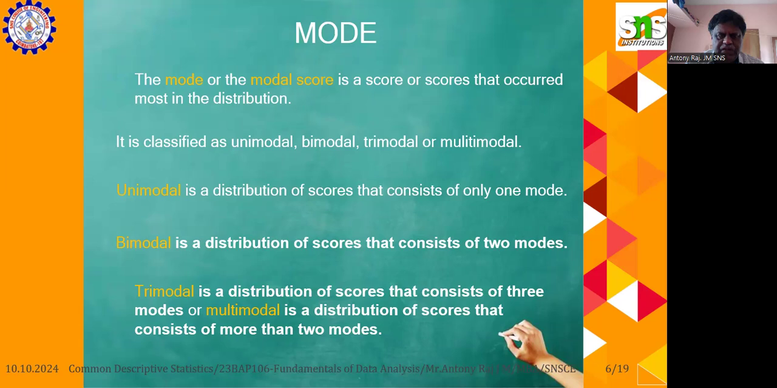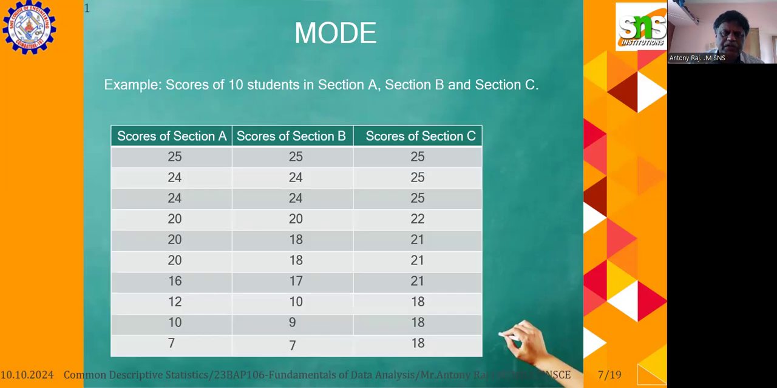Now, there are classifications: unimodal, bimodal, trimodal, or multimodal. Unimodal is where there is only one mode in the entire distribution of scores. Bimodal, as you can clearly see, is where the distribution of scores has two modal values. Trimodal is where the distribution has three modal values. And more than three values is called multimodal.